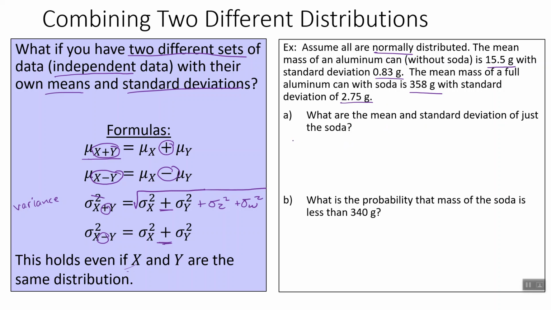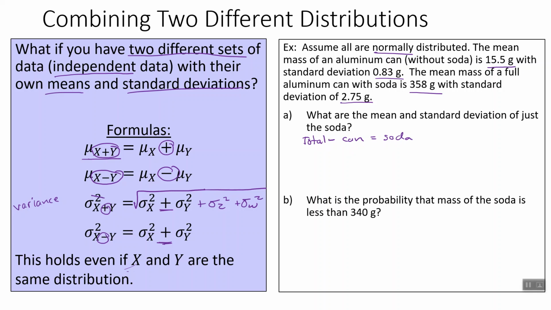All right, so to get just the soda, we'll have to subtract the two. So our new distribution would be the soda and can, so it would be the total minus the can. We can call it total and can would give us soda. All right, so there's our equation. I don't want to use variables, I'm just going to use words.